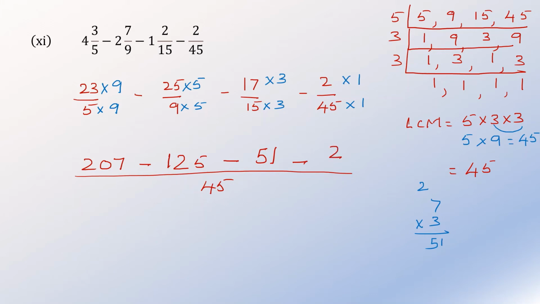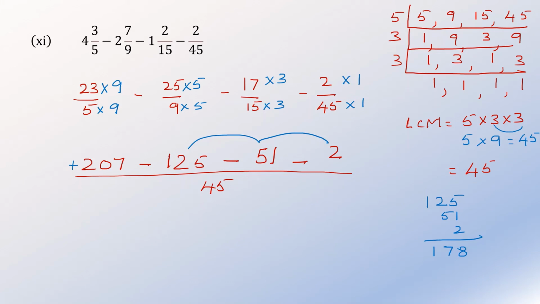Okay, now since we have 4 numbers here, let's be a little careful. Take the numbers which have the same sign. Now this has a plus sign. All the others have a minus sign. So let's add up these 3 numbers. So we have 125, 51 and 2. Let's add up all 3. 5 plus 1, 6, 7, 8. 2 plus 5 is 7 and 1. Now minus 207. Now how do we do that?